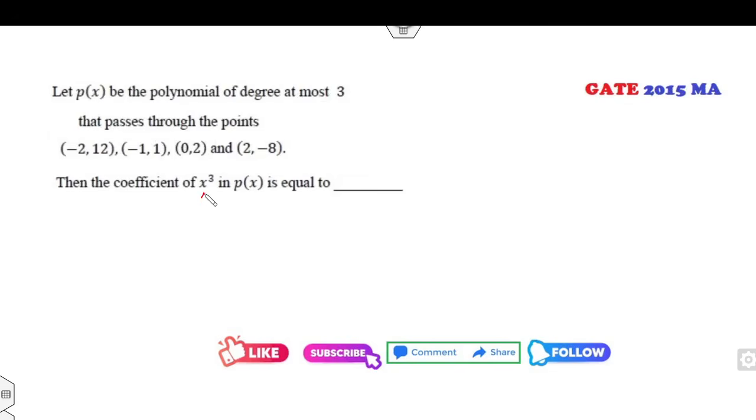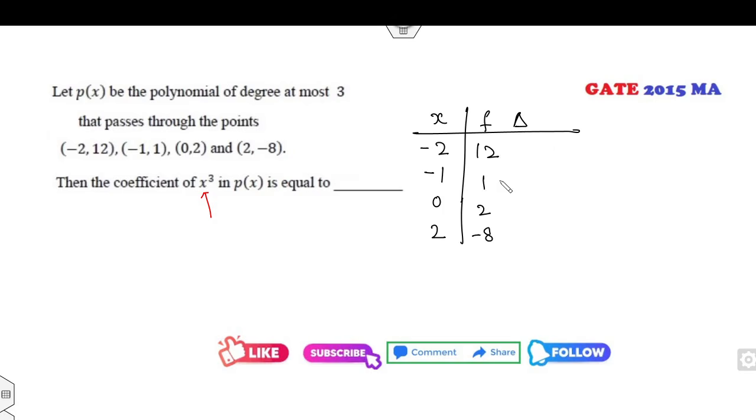Again, your target is to find the coefficient of the x cube. So firstly, I can write the polynomial. Let me write x as minus 2, minus 1, 0, 2. Are they equally spaced? No, because of these two, they are not equally spaced. 1, 2, minus 8. Now find it quickly. Minus 11 plus 1, minus 11. 1 divided by 1, minus 10 divided by 2, minus 5.